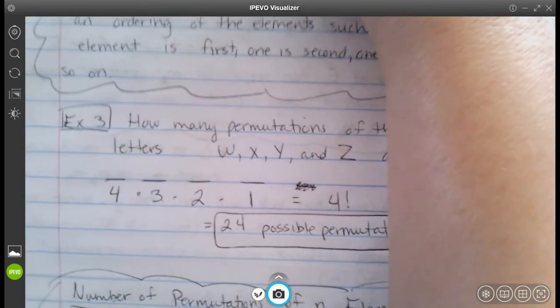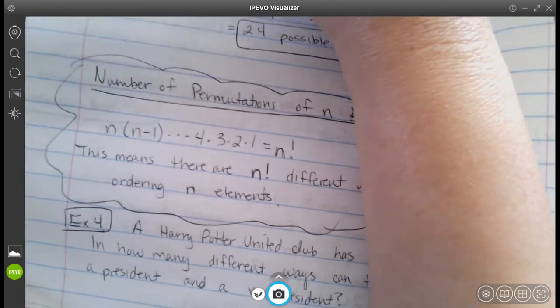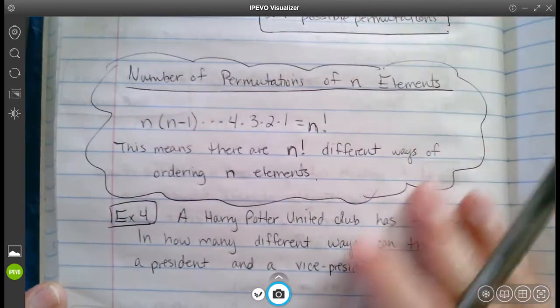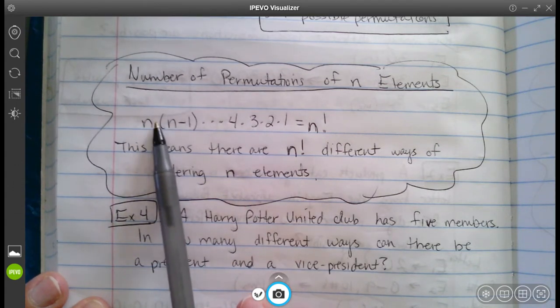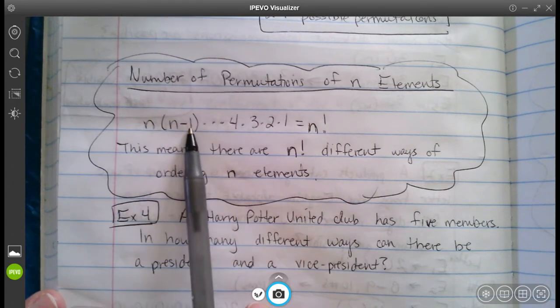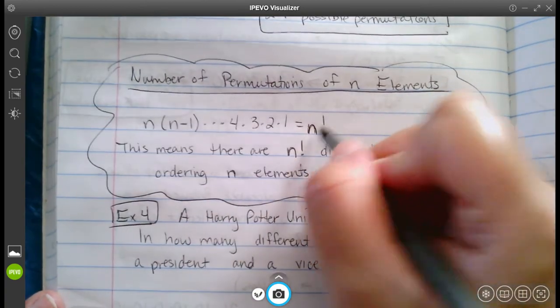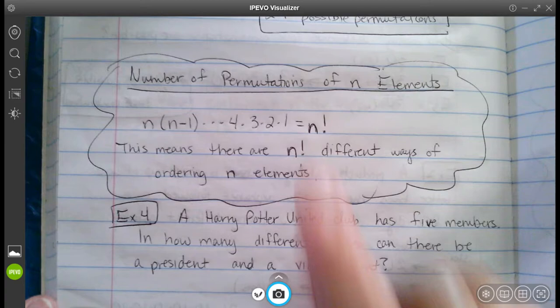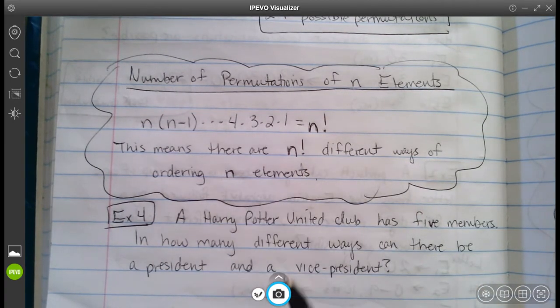With that said, here is the actual definition of the number of permutations of n elements. As you can see, it's basically the number of elements times the next one and the next one all the way till we get to 1, which is the definition of a factorial, which we have seen before. So this means that there are n factorial different ways of ordering n elements.